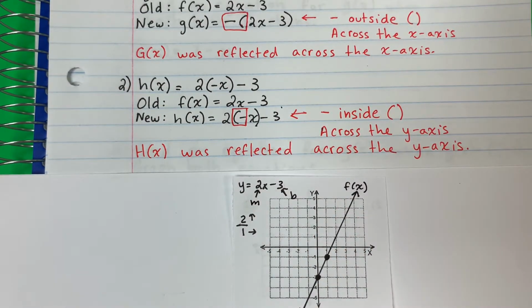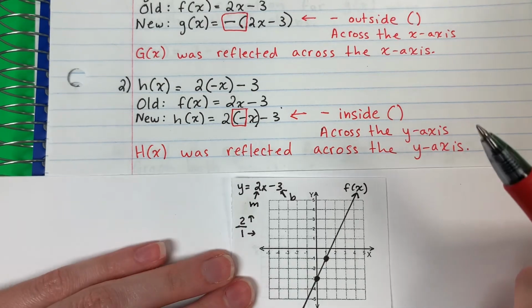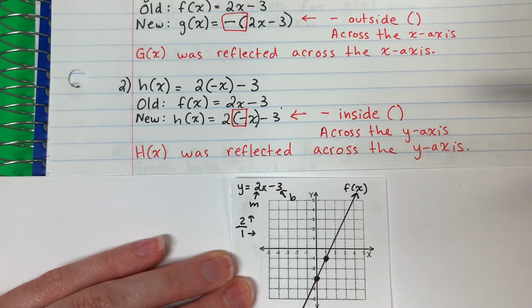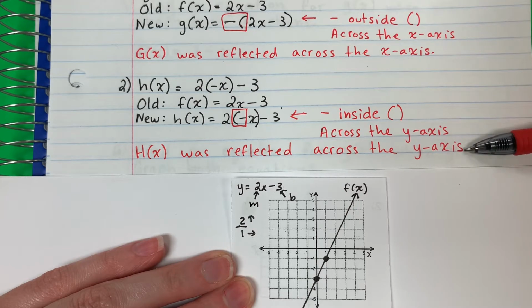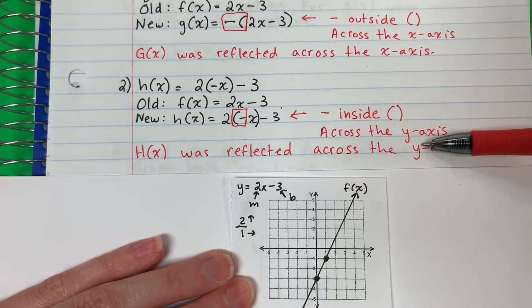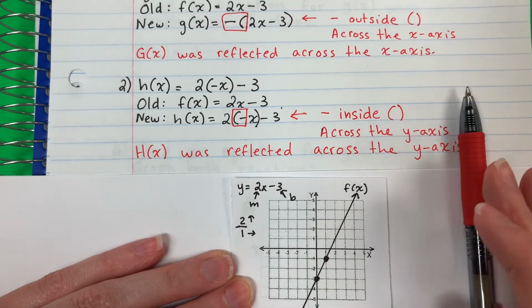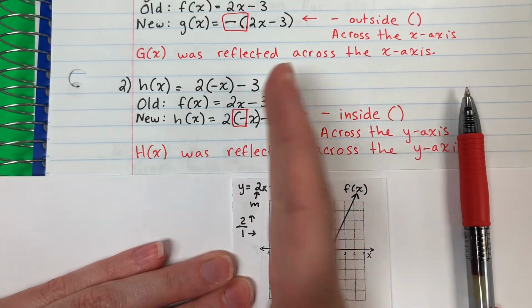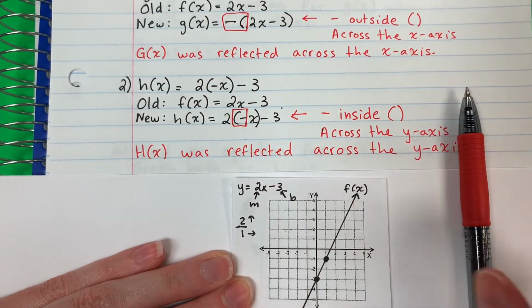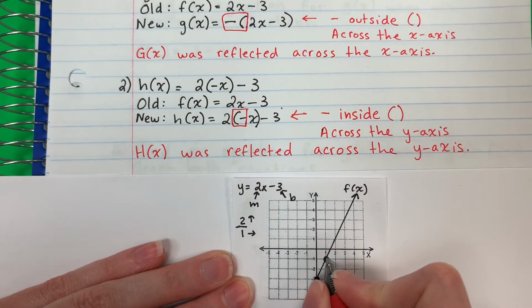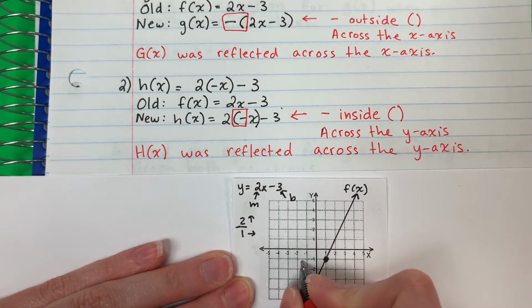Okay, now, this time it's different, because we're doing across the y-axis. The y-axis is the mirror. Where is y? Right here. So I'm going to flip this like that, okay? So I'm going to take this and I need to go to the other side.